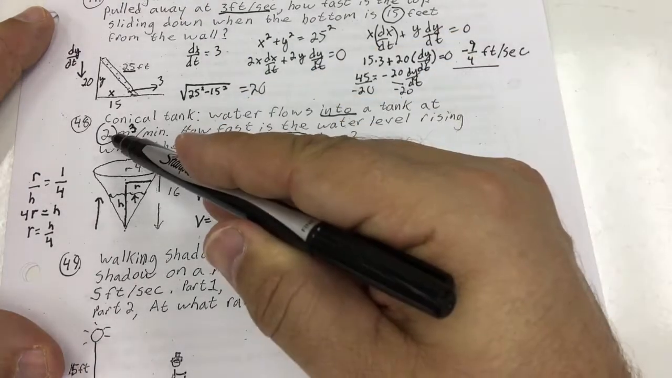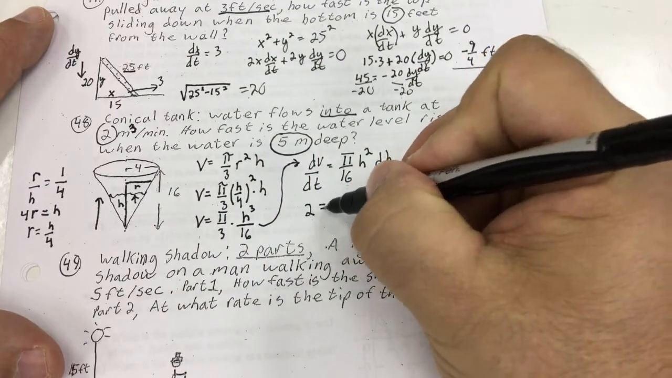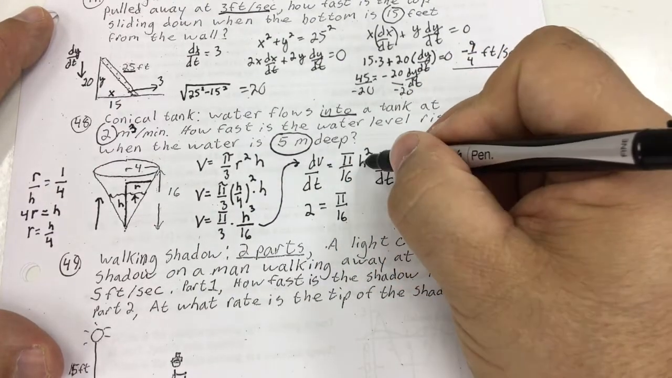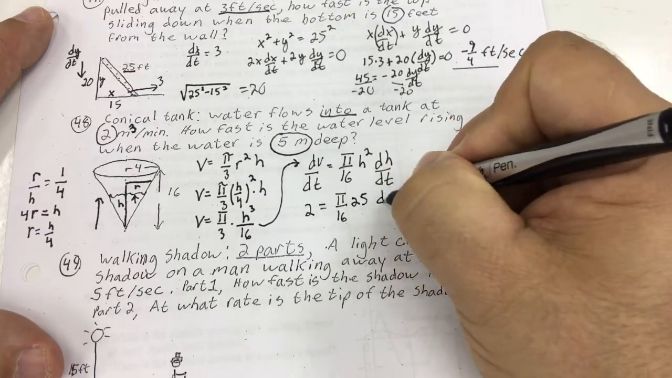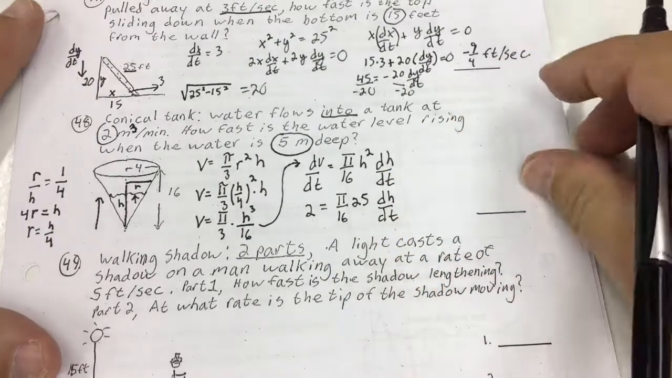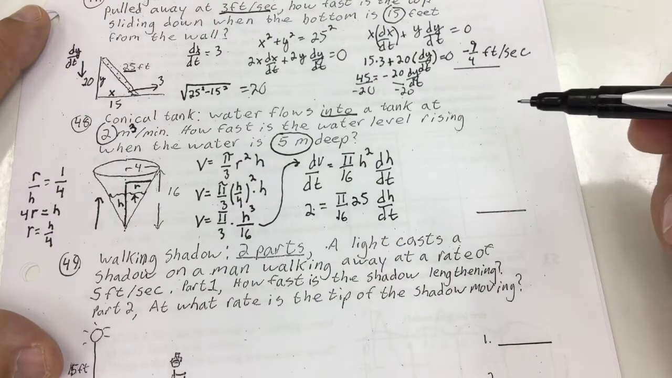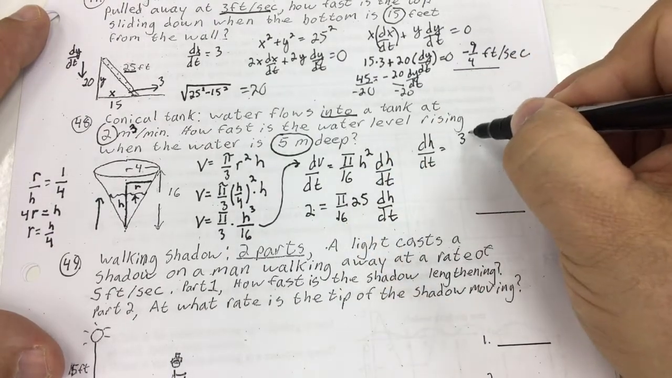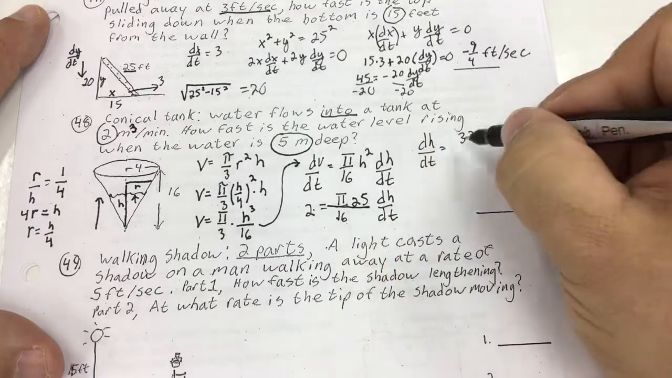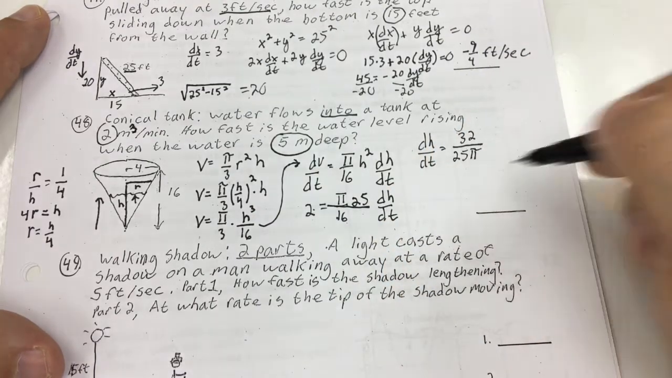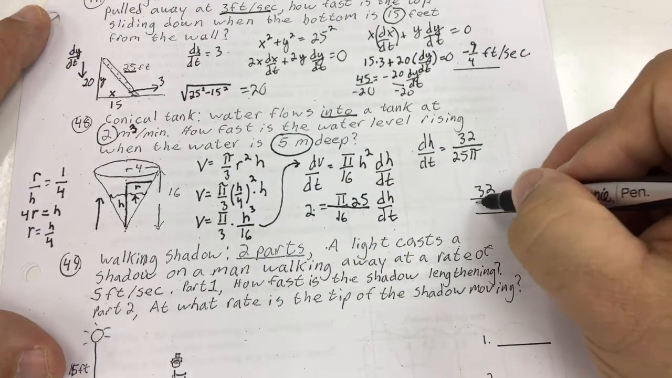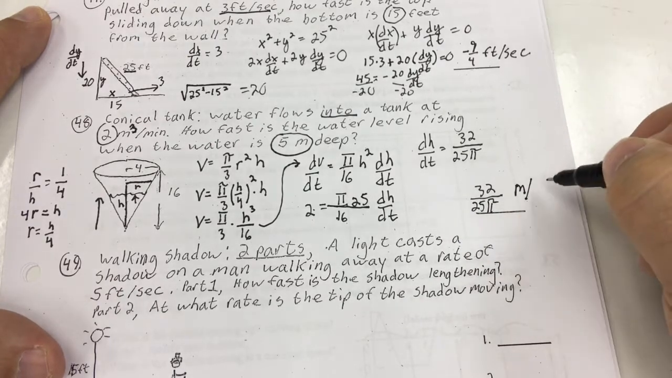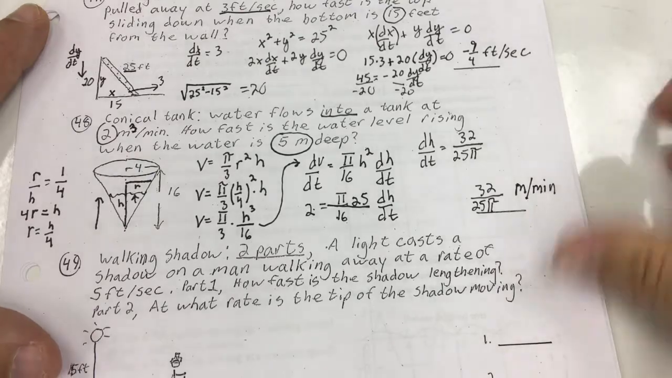It tells me that the volume is changing at 2 equals pi over 16 when the water is 5 meters deep. So I put the 5 in for h. That's going to give me 25 dh/dt. Now I have a little bit of arithmetic to do. I'm going to multiply both sides by 16. So that's going to give me dh/dt equals 32, and then I divide both sides by 25 pi over 25 pi. And you can read your answer in that form. 32 over 25 pi meters per minute. Because it is a height.